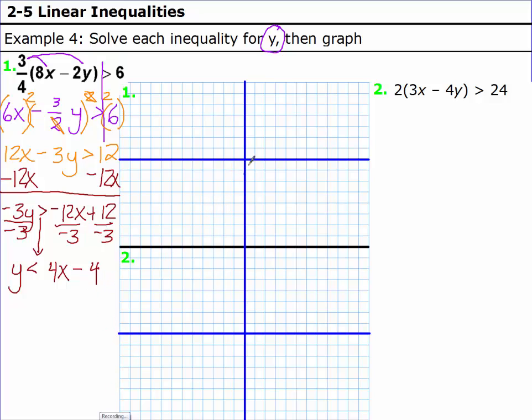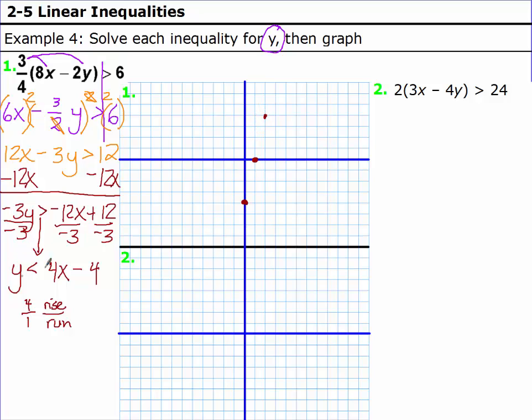Let's go over here and graph it. So 1, 2, 3, 4. And then remember our slope is a rise over a run. This one doesn't have a denominator, but we can make anything have a denominator if we put it over 1. So that's a positive 4, 1, 2, 3, 4, and right 1. Up 4, right 1. Do it again.